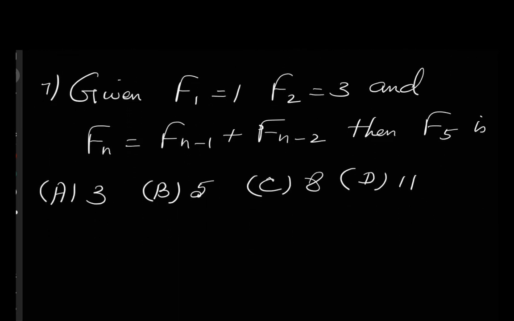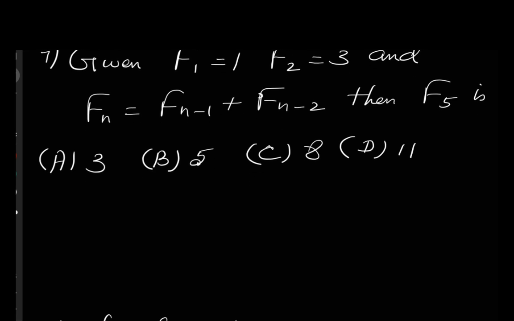See the next question, 7th question. Given f1 is 1, f2 is 3 and fn is fn minus 1 plus fn minus 2, then f5. This sequence is called the Fibonacci sequence. They given the first two terms in the sequence. You have to find the third term. So if you find the third and fourth only, you can get the answer for 5. So let me get f3 first. f3 is, n is 3. So n minus 1, that is 2. Then 3 minus 2 is 1. So 1 plus 3, this is equal to 4.